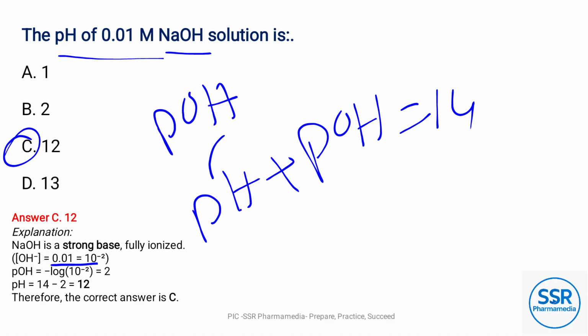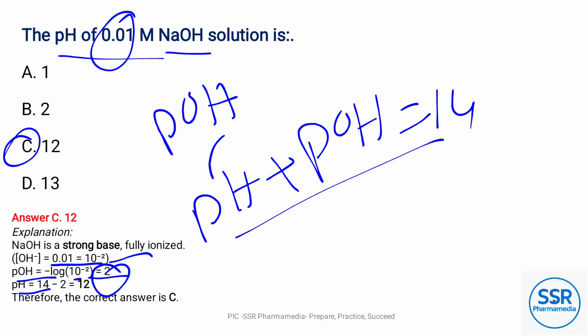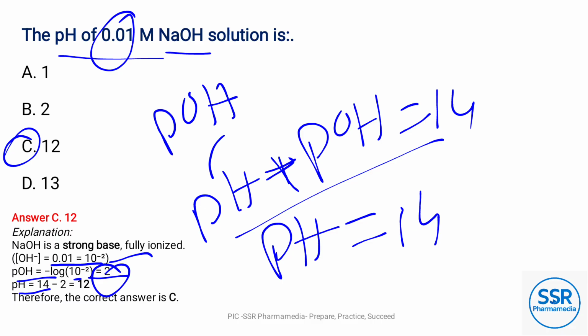So the pOH value: 0.01 converts to 10 to the power of minus 2, and using the pOH formula we get minus log 10 to the power of minus 2, where minus into minus becomes plus, giving 2 log 10, and log 10 to the base 10 is 1, so it gives 2. Substituting in pH plus pOH is equal to 14, instead of pOH we substitute 2. The 14 on the plus side becomes minus when brought to the other side. So it gives 12. The answer is 12.